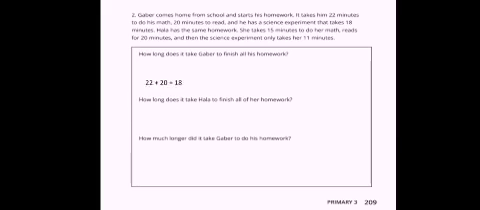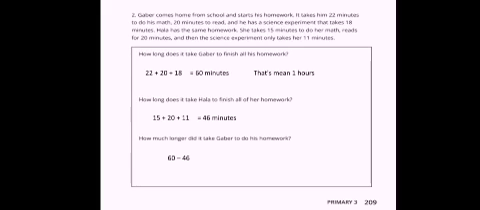Gaber has 22 plus 20 plus 18. It gave me 60 minutes. That means 1 hour. Okay, how long does it take Hala to finish all of her homework? Hala does her homework in 15 plus 20 plus 11. It will give me 46 minutes. How much longer did it take Gaber to do his homework? So we will find the difference between them. 60 minus 46, it will give me 14 minutes.